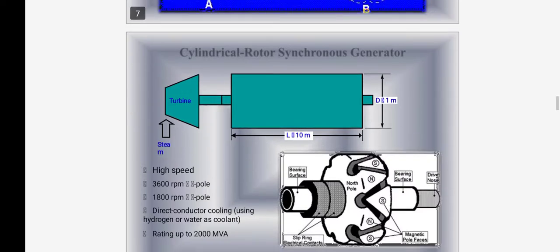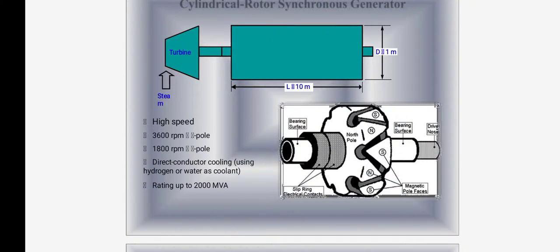Then the wound rotor or cylindrical rotor synchronous generator. You can see the winding is in a cylindrical manner. It is generally used for high speed, meaning 3600 rpm, consisting of two poles. It can also be operated at a lower speed, 1800 rpm, consisting of four poles. There is direct conductor cooling using hydrogen or water as a coolant. The rating goes up to 2000 MVA.